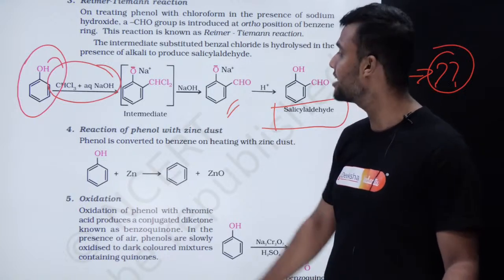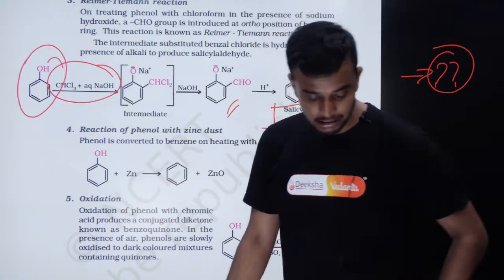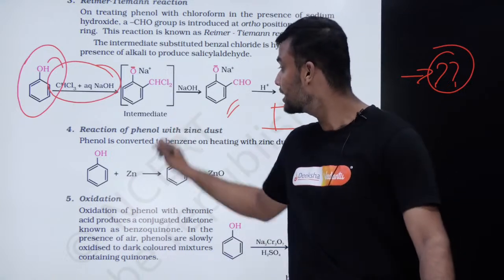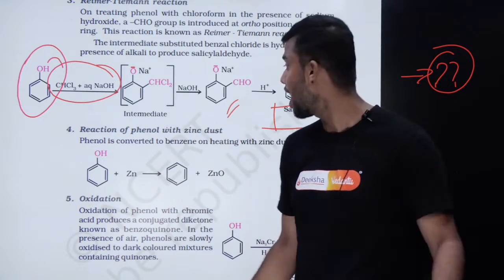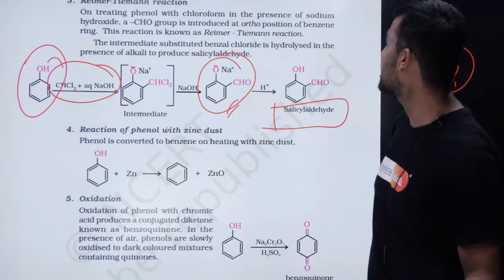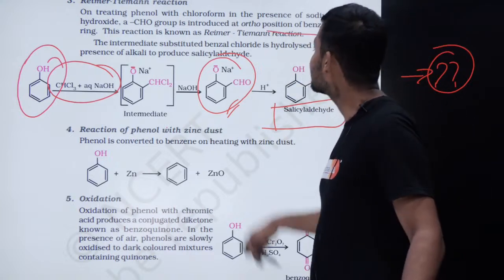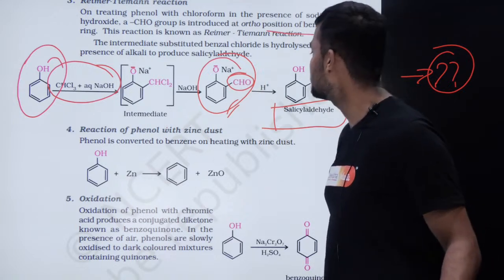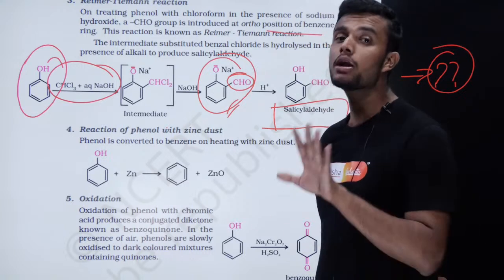In the first step, what happened? Phenol reacts with chloroform in the presence of aqueous NaOH to give an intermediate compound. Further, it undergoes reaction in the presence of NaOH. Then what happened? It yields aldehyde, introduced at the ortho position of benzene. An aldehyde group is attached at the ortho position. Then this reaction is called Reimer-Tiemann reaction. There is no mechanism here, students. In your textbook, there is no mechanism, only the reaction.